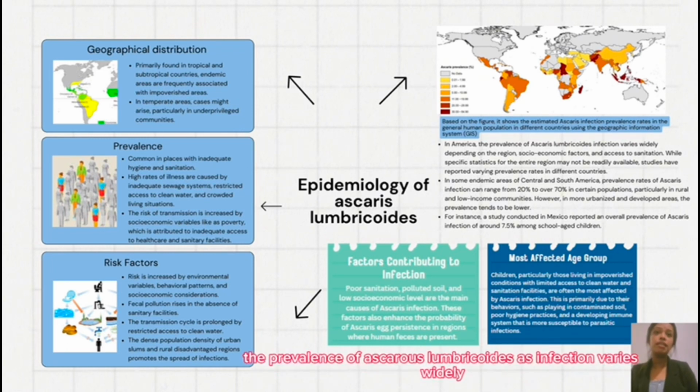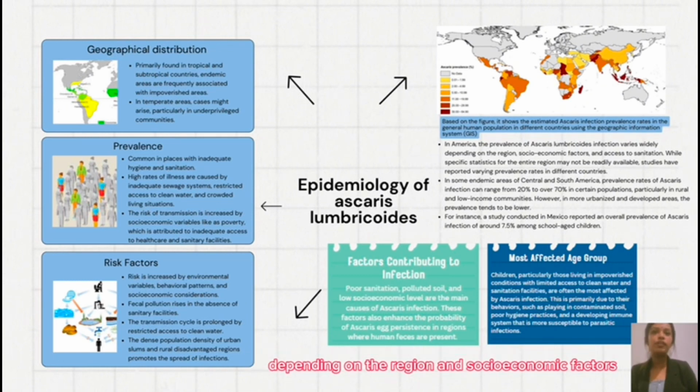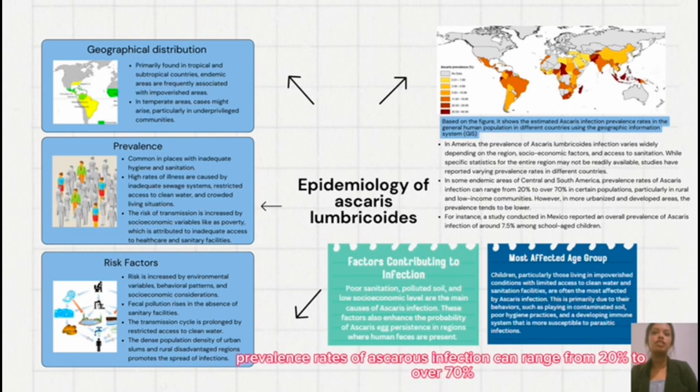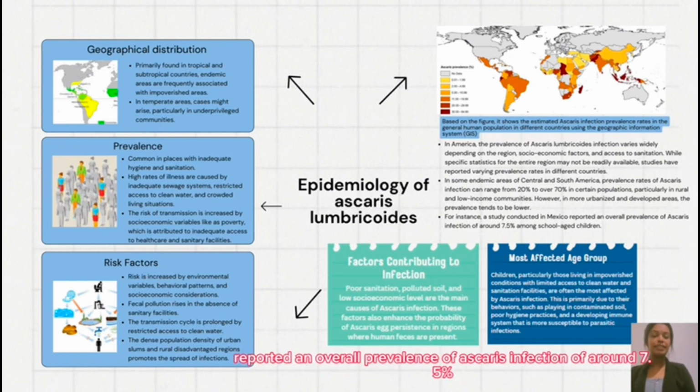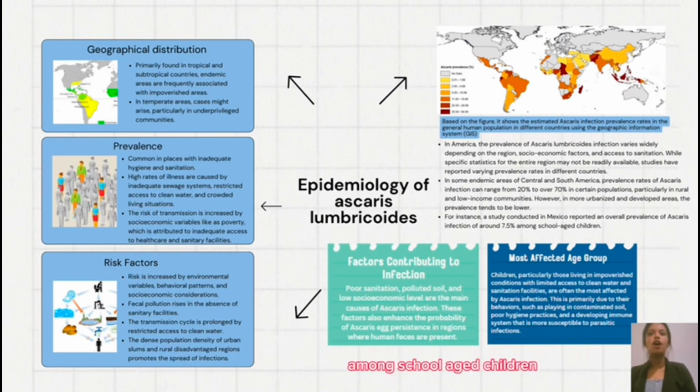Based on the figure, in America, the prevalence of Ascaris lumbricoides infection varies widely depending on the region, socioeconomic factors and access to sanitation. In some endemic areas of Central and South America, prevalence rates of Ascaris infection can range from 20% to over 70% in certain populations, particularly in rural and low-income communities. For instance, a study conducted in Mexico reported an overall prevalence of Ascaris infection of around 7.5% among school-aged children.